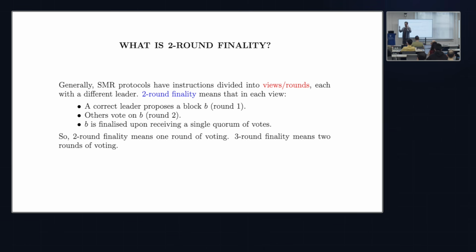Okay, so maybe it's slightly confusing. Two-round finality means one round of voting. Three-round finality means 2 rounds of voting. And generally, R-round finality means R minus 1 rounds of voting.